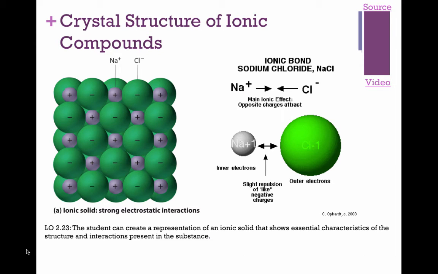Okay, ionic compounds exist in a crystal lattice. This is called a crystal lattice. It is plus minus, plus minus, plus minus, as big as you want it to be. And it's just an attraction. So ionic compounds exist in this crystal lattice just because of attraction.